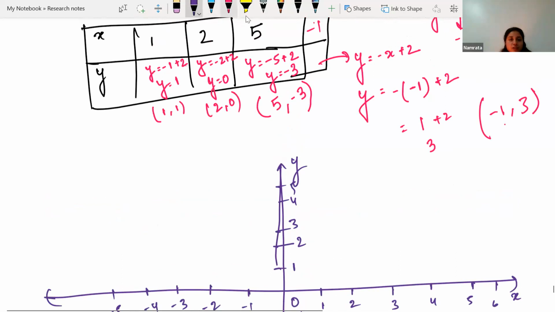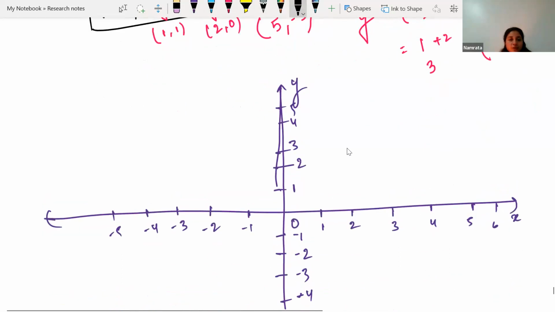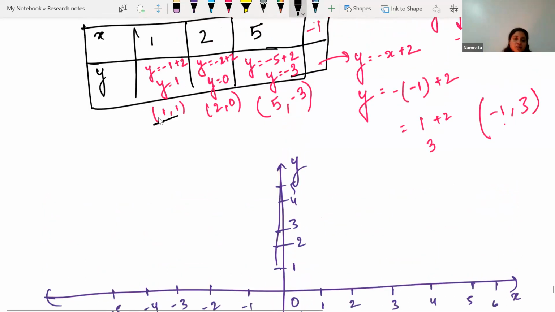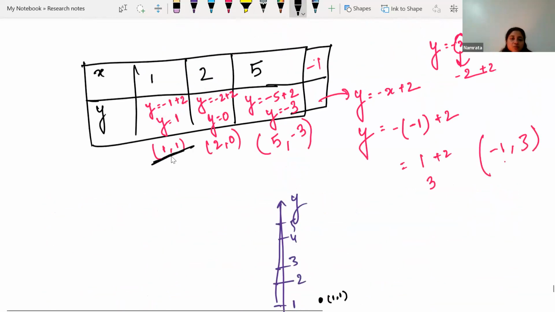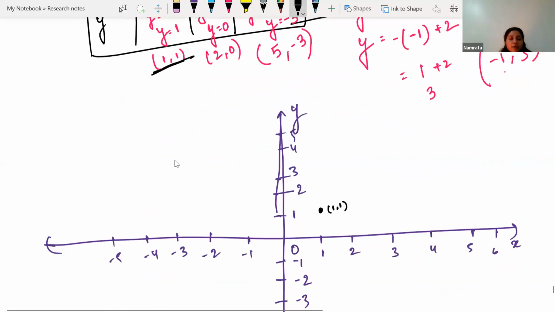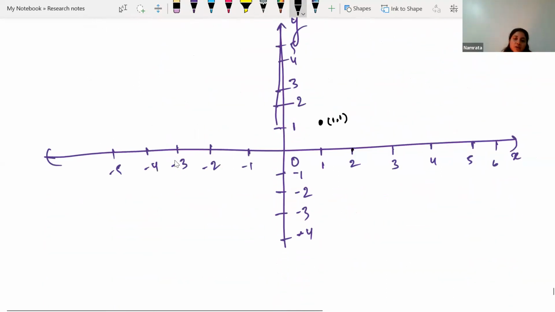So the first point is 1 comma 1. You can see here it's 1 1. So x is 1 and y is also 1. So the point will be here. This is the point where x is 1 and y is 1. Now the next point is 2 comma 0. So x is 2 and y is 0. This is the point where x is 2 and y is 0.